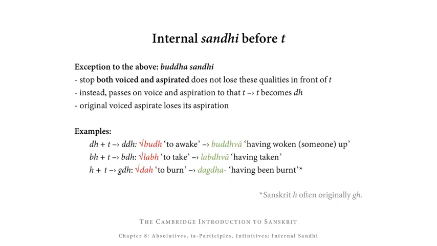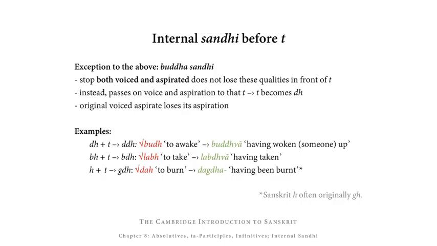Another example involving not dh but bh is, for example, labh, meaning to take. Here the bh passes on its voice and aspiration to the T, so the T again becomes dh. The bh loses its aspiration, becoming b, and so we have bdh. And so, for example, having taken, the absolutive would be labdhwa.